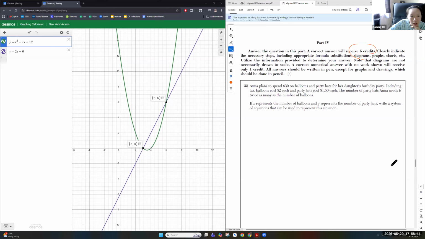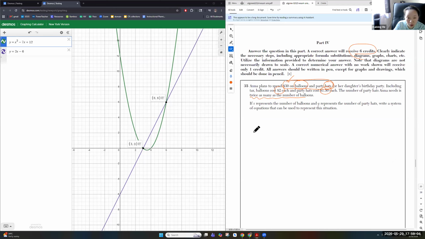Okay, Anna spends $30 on balloons and hats for a party for her daughter's birthday. Okay, this is a very classic system of equations. $30 on balloons and hats together. The balloon is $2 each and the hat is $1.5 each. And she needs twice as many hats as the number of balloons. This is a very classic system of equations.